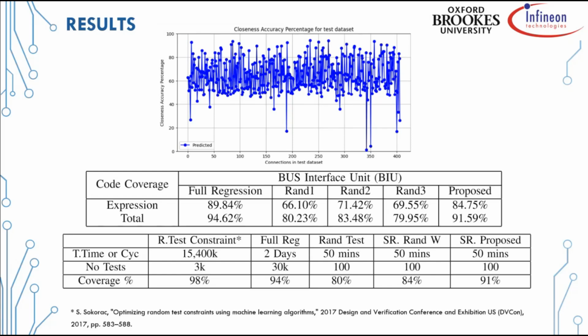We tested our approach against full regression, random test selection, and the proposed method. The proposed approach gave us the highest coverage compared to the other methods. We used expression coverage and the total coverage in order to compare these results. Additionally, we also compared our results with a random test constraint approach that uses machine learning for test selection. Although, as you can see, it produces high coverage, the number of cycles and the tests was not ideal for the regression testing.